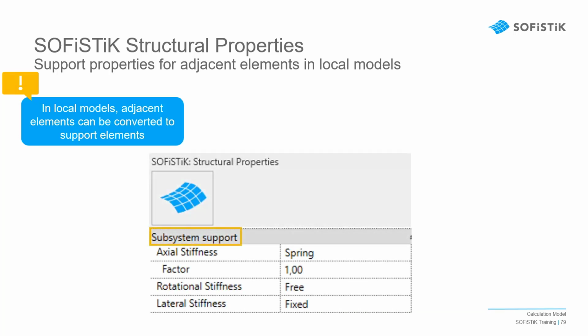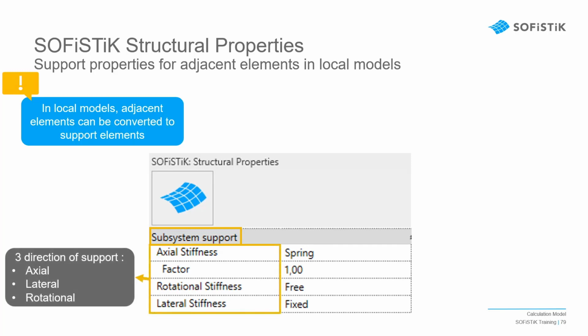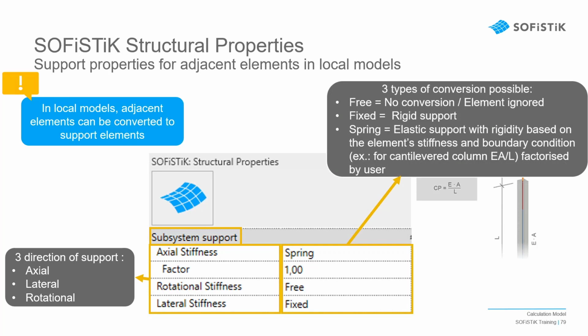For this, the structural properties of each object include a section regarding subsystem support. For each type of support stiffness, you can choose whether the object should be converted and whether the support should be rigid or elastic. In the case of elastic support, the software will automatically determine the stiffness based on the geometry, material, and local boundary conditions. If needed, you can still factorize this value to account for the global situation.